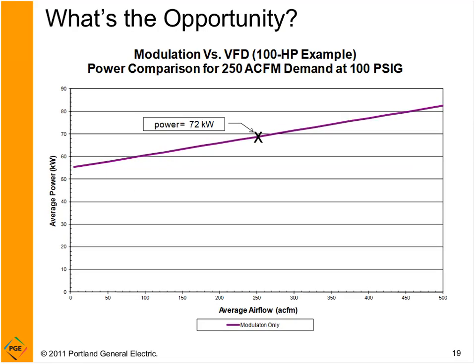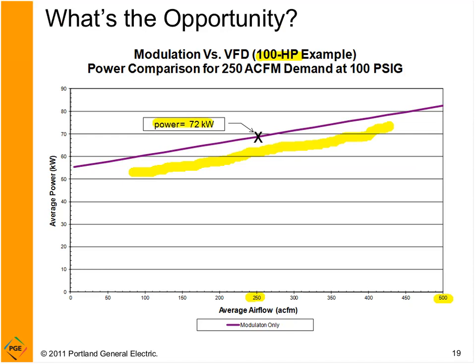Okay. Example. Let's say I have a 100 horsepower compressor, and it's capable of putting out 500 CFM at full load. And let's say that throughout the day, my plant flow varies. You've got lunch time, break times, full production, etc. So the flow varies, but let's say that the average is right dab in the middle at 250 CFM. So it's going to go up and down in power, but I have an average of 72 kilowatts.